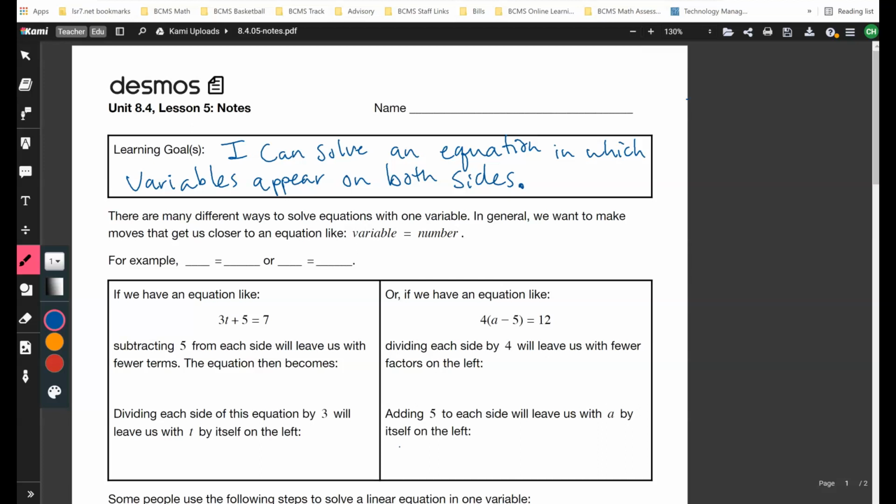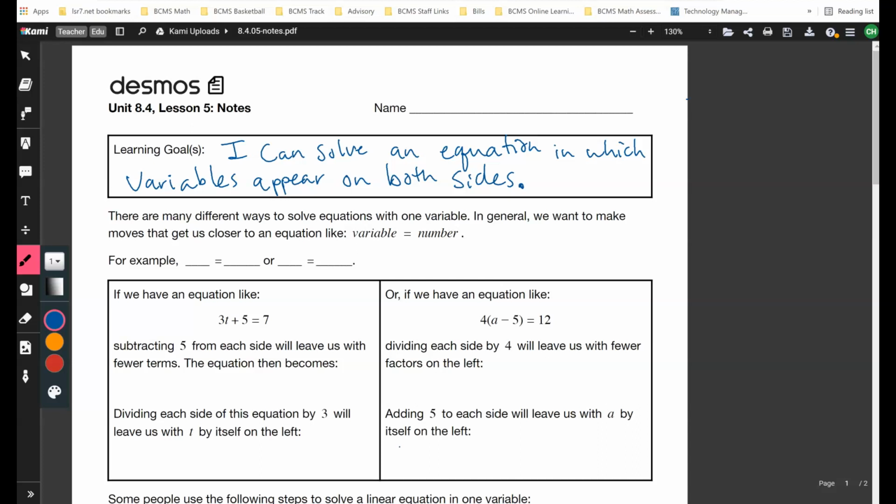So we want to make sure that we think about the goal and what we've been working on, what we've seen the last few days in class with our lessons. And the goal is to be able to solve an equation in which variables appear on both sides. So we have multiple steps, multiple pieces, multiple values, different opposite operations that we need to answer in order to help us solve these questions. And so we're going to see different things that pop up, right? So remember, there's many different ways to solve equations with one variable.